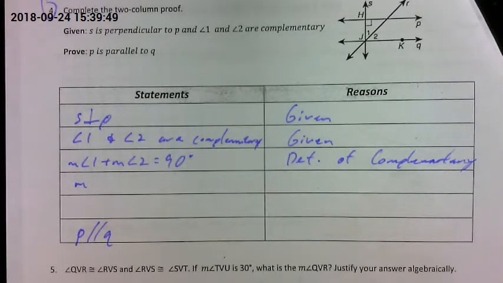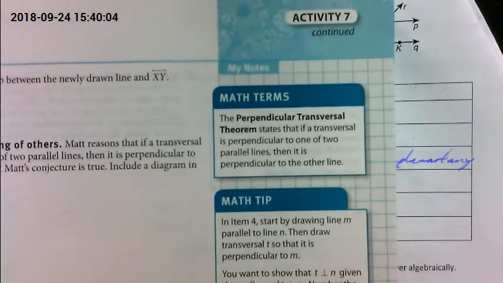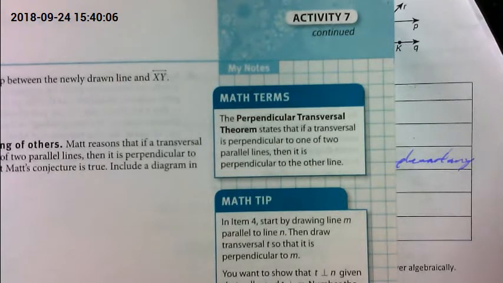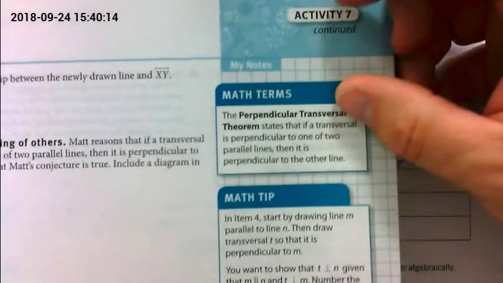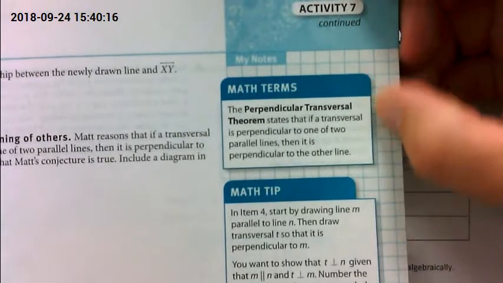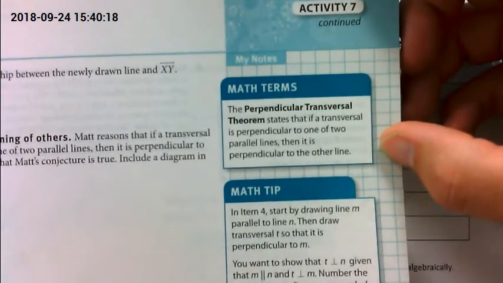Give me 1 second just to find it in here. Oh no, that's the wrong one. It's 7.2, I think. Oh, there it is. So, this one. The perpendicular transversal theorem states that if a transversal is perpendicular to two parallel lines, then it's perpendicular to the other line. That's what I would have thought that it was going for, so that's where I was going with it. I might have to do an extra step in order to get that done.